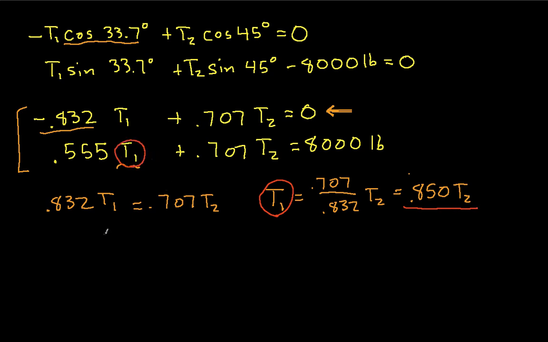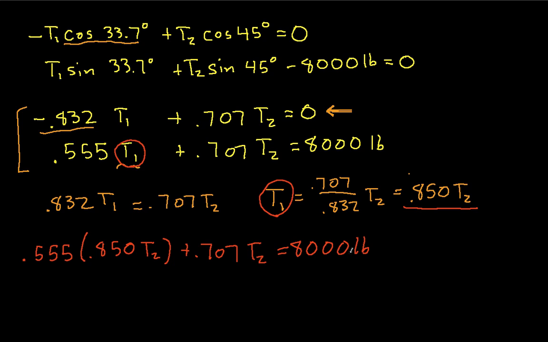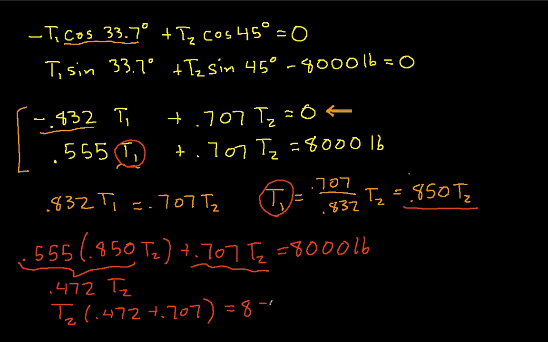Okay, so now the next thing I'll do is take this expression for T1 and plug it in right here in the second equation. So I've got 0.555 times 0.850 T2 plus 0.707 T2 is equal to 8,000 pounds. Let's see, we'll multiply these two together, and we get 0.472 T2 plus this term, 0.707 T2, is equal to 8,000. I can factor a T2 out of these two numbers, and I get T2 times 0.472 plus 0.707 is equal to 8,000.